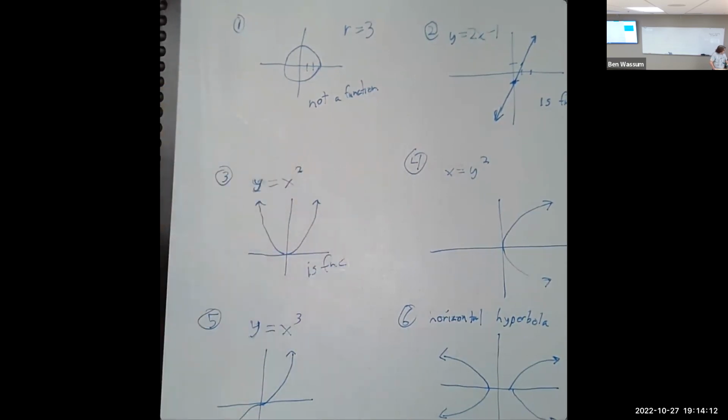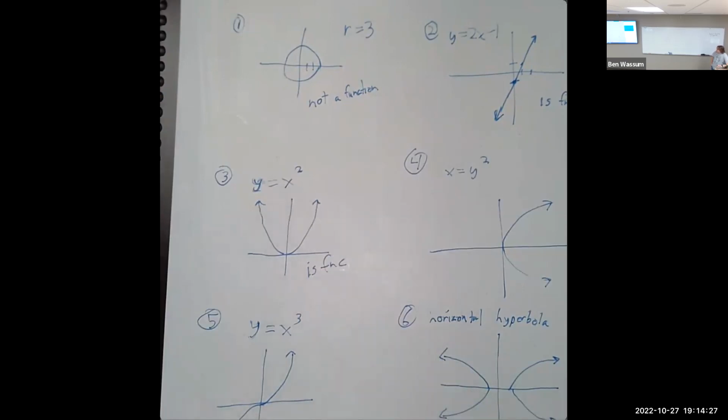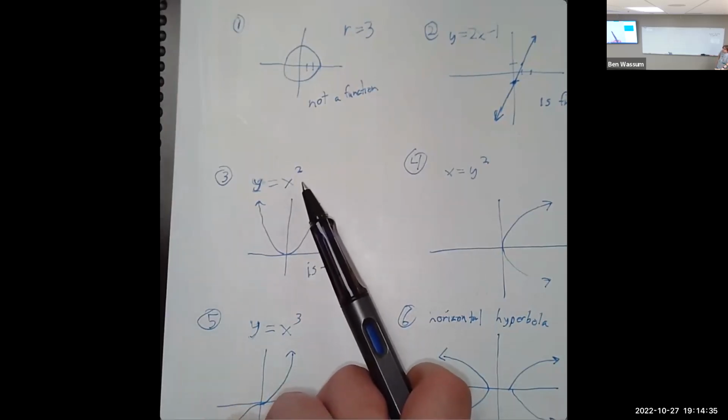Just putting FNC for function because honestly, I'm just lazy and I don't want to write out function. But yeah, again, if you looked at it analytically, x squared, is there any number where if I multiplied it by itself, I would get 2 numbers? No. So that one has to be a function.